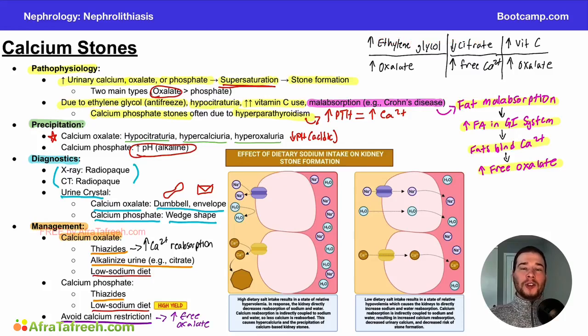Either they'll give you a picture showing a white stone on a CT or an X-ray, or they'll describe it to you as an obstruction in the ureters or the urinary system. And this constellation of findings of a low volume status and hyperparathyroidism creates an environment that might put a patient at an increased risk for stone formation.